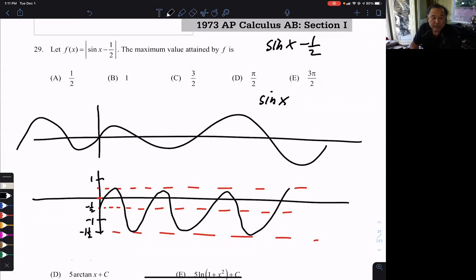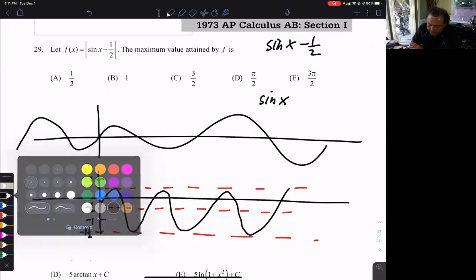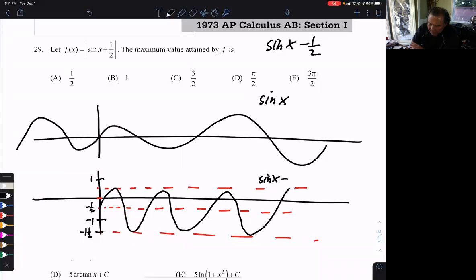And this pattern just repeats all the way down. So this is the graph of sine x -1/2. Now the question is, what does the absolute value do? I'm going to graph that in gold.